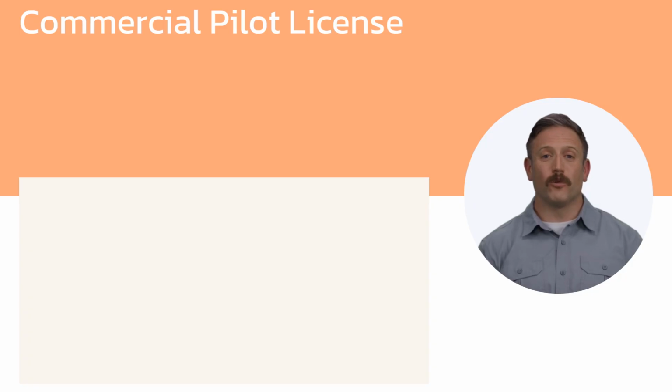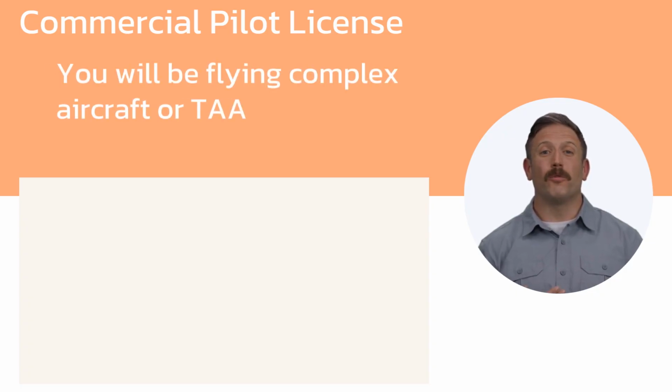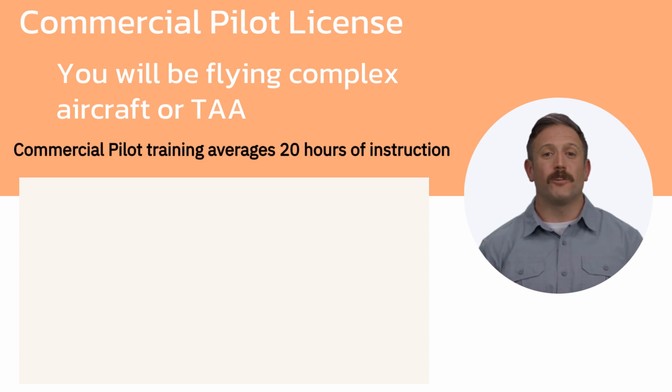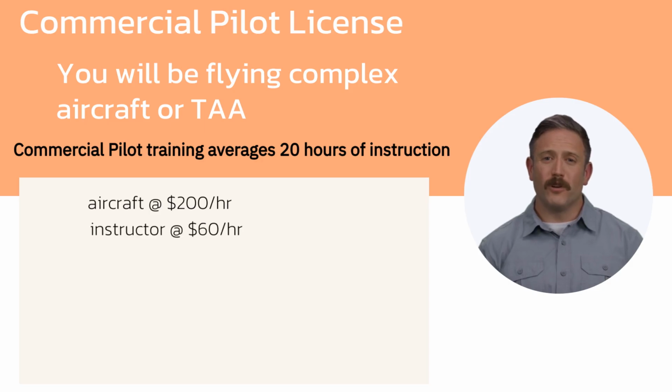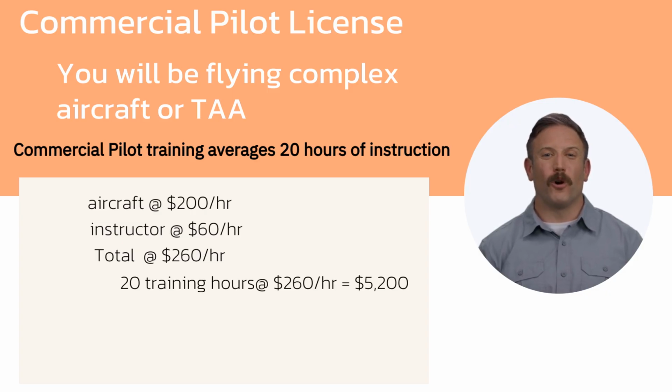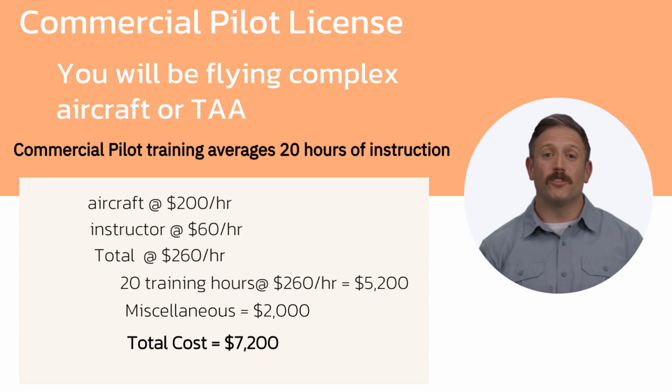Now let's include the actual time to get the commercial license. You will be flying what is known as complex aircraft, or technically advanced aircraft, for about 20 hours of flight training. These aircraft can be quite expensive. Let's use $200 per hour as the bare minimum. Add an instructor fee of $60 per hour, and your training is $260 per hour for 20 hours. That equates to $5,200 for training costs alone. Throw in another $2,000 for ground school, training material, and FAA examiner fees for a total cost of $7,200 to get the actual commercial pilot license.